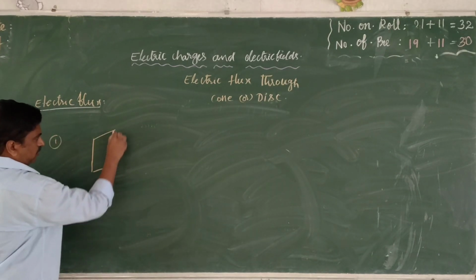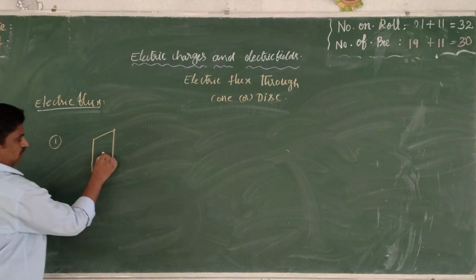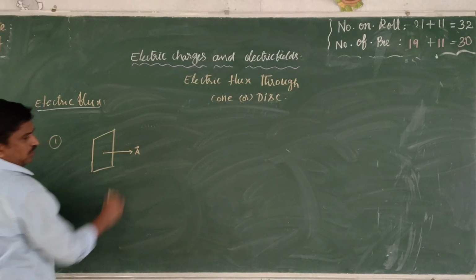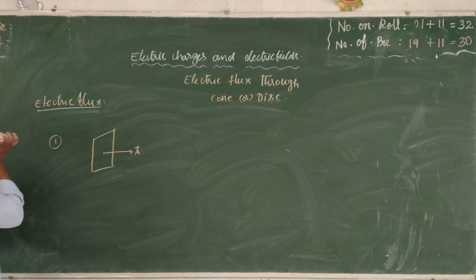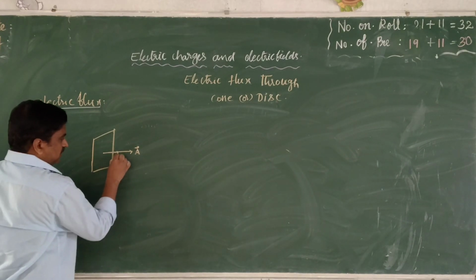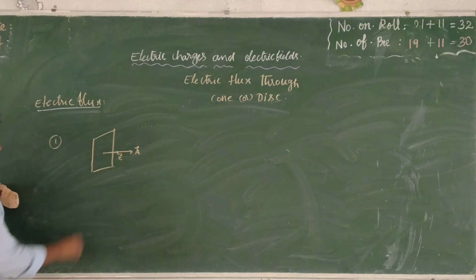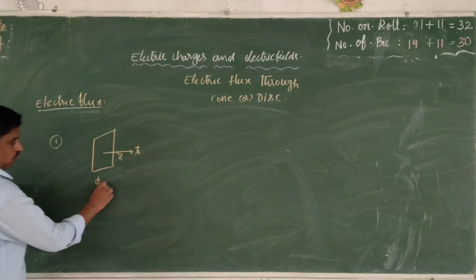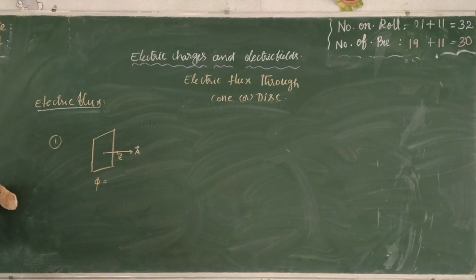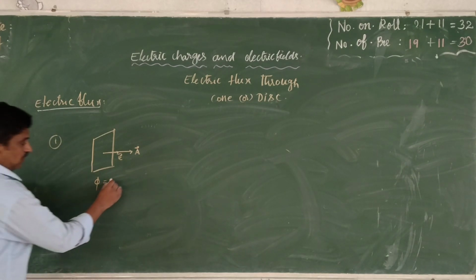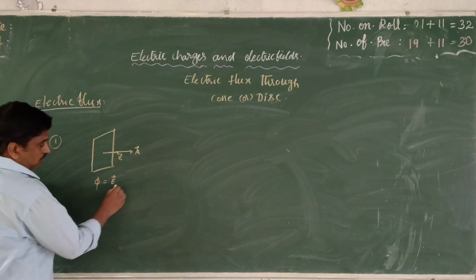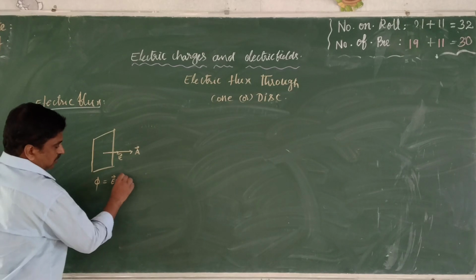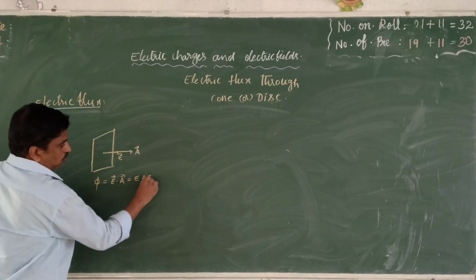2D surface. See here, it is the area vector. Flux, here electric field. The electric field is in this direction here, for example. What is the flux through this one? Flux phi equals E dot A. E is the electric field, dot A, so that means EA cos theta.